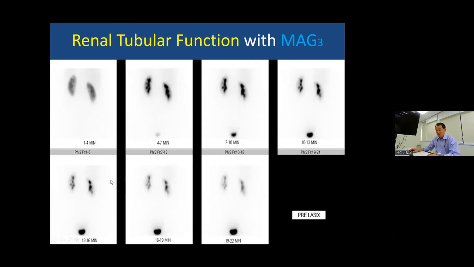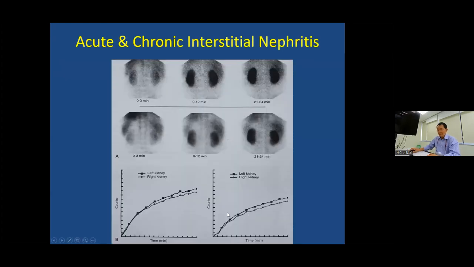But in most publications, everything is done in supine position. That's not the idea. So that's why this kind of image shows all this activity hanging in the collecting system. It's not drained fast. But anyway, in this case, okay.